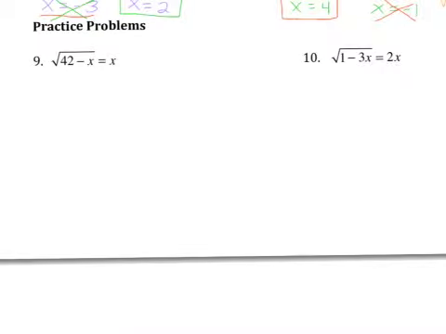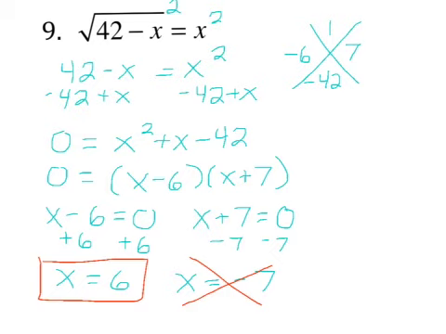Pause the video and try these 2 problems on your own. Then restart the video and check your work. Take a moment and check your solution to number 9. Number 9, we had to square both sides and then move everybody over and factor. We end up getting the answers x equals 6 and x equals -7. And -7 is extraneous, so our only answer is x equals 6.